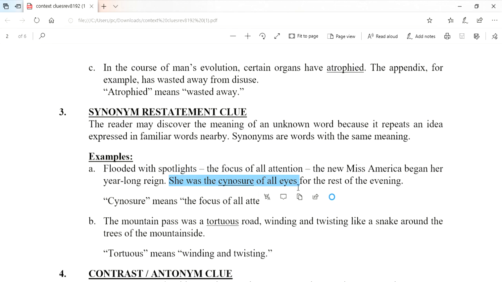So the meaning of the word cynosure is out there, but you need to work it out. Without working it out, you're not going to tell the meaning. You need to work it out to know what it means. Alright? Some of the things we need to know.